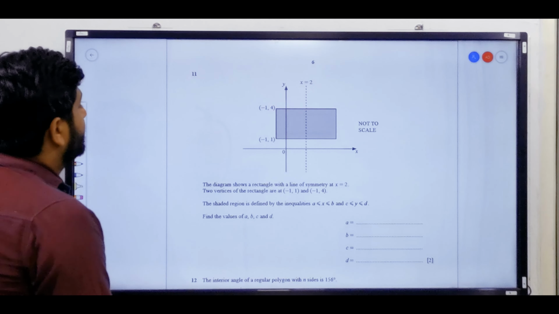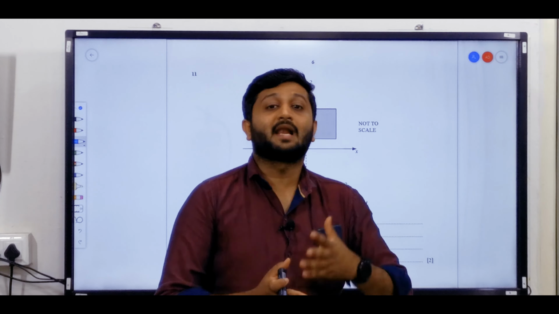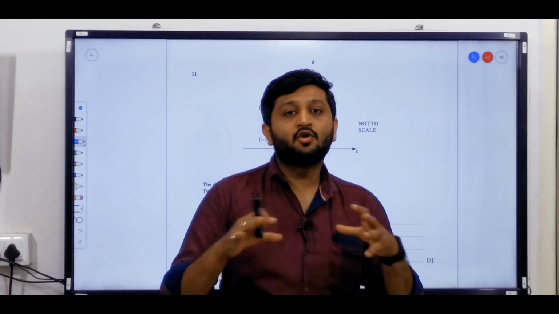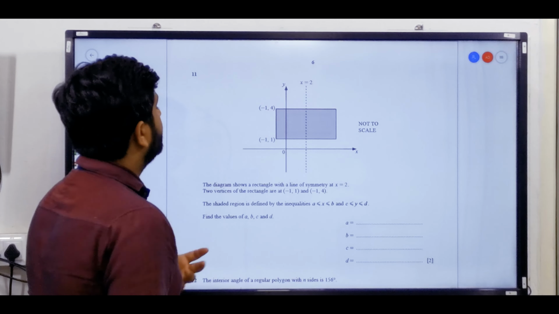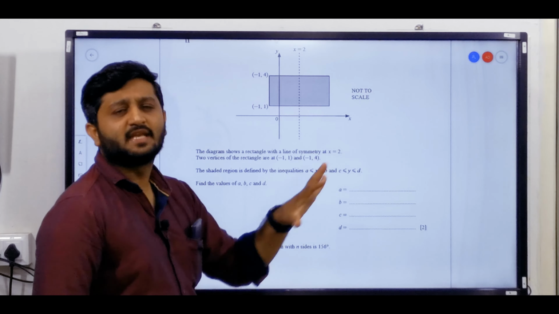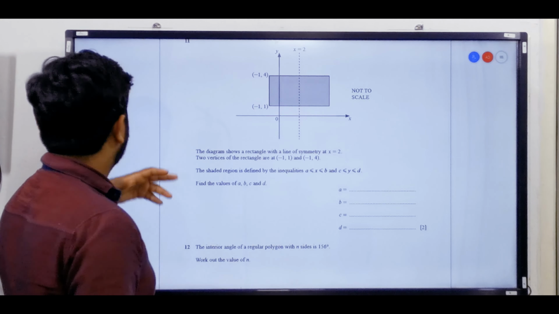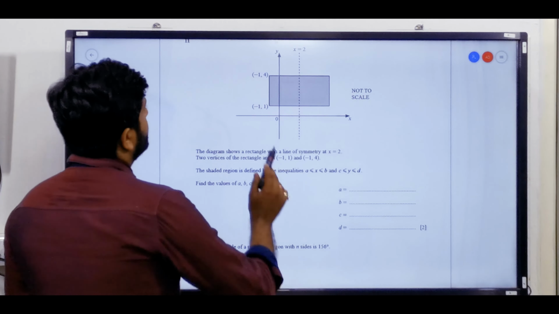The diagram shows a rectangle with a line of symmetry. Now what is a line of symmetry? A line of symmetry is nothing but a line which cuts a shape into two equal halves. Two vertices have been marked and we have to find these inequalities. So let me do one thing. Let me try to find out these two points.